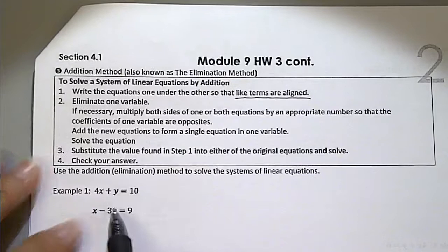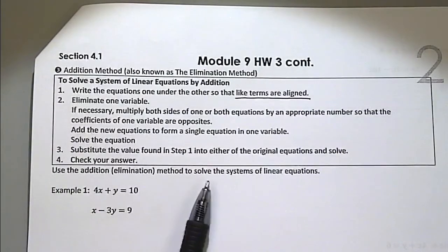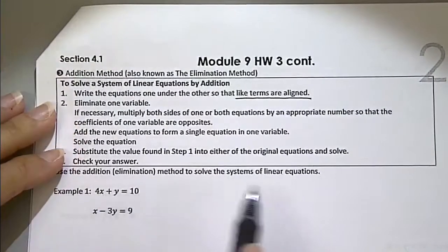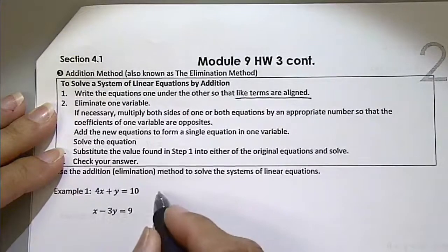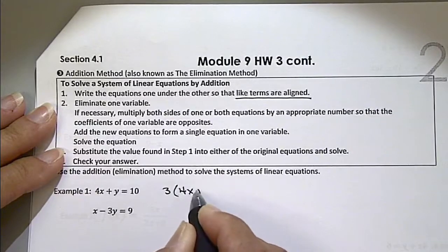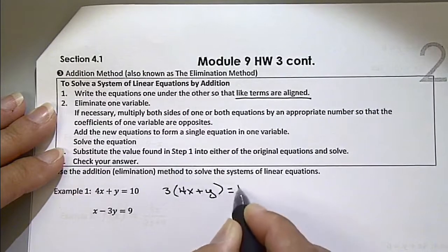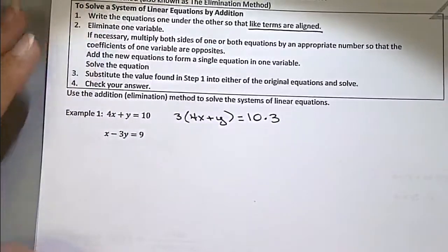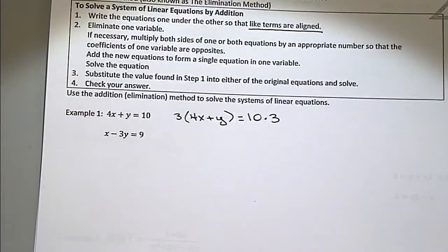I think that multiplying through by a positive 3 might be my answer here. So I'm going to do that. I'm going to say 3 times this side, which is 4x plus y, is equal to 10 times 3. And I'm writing it down just so you can see what I'm doing. I'm multiplying both sides of the equation by the same number. Therefore, I haven't really changed the value of anything. I've just changed the terms of it, okay?